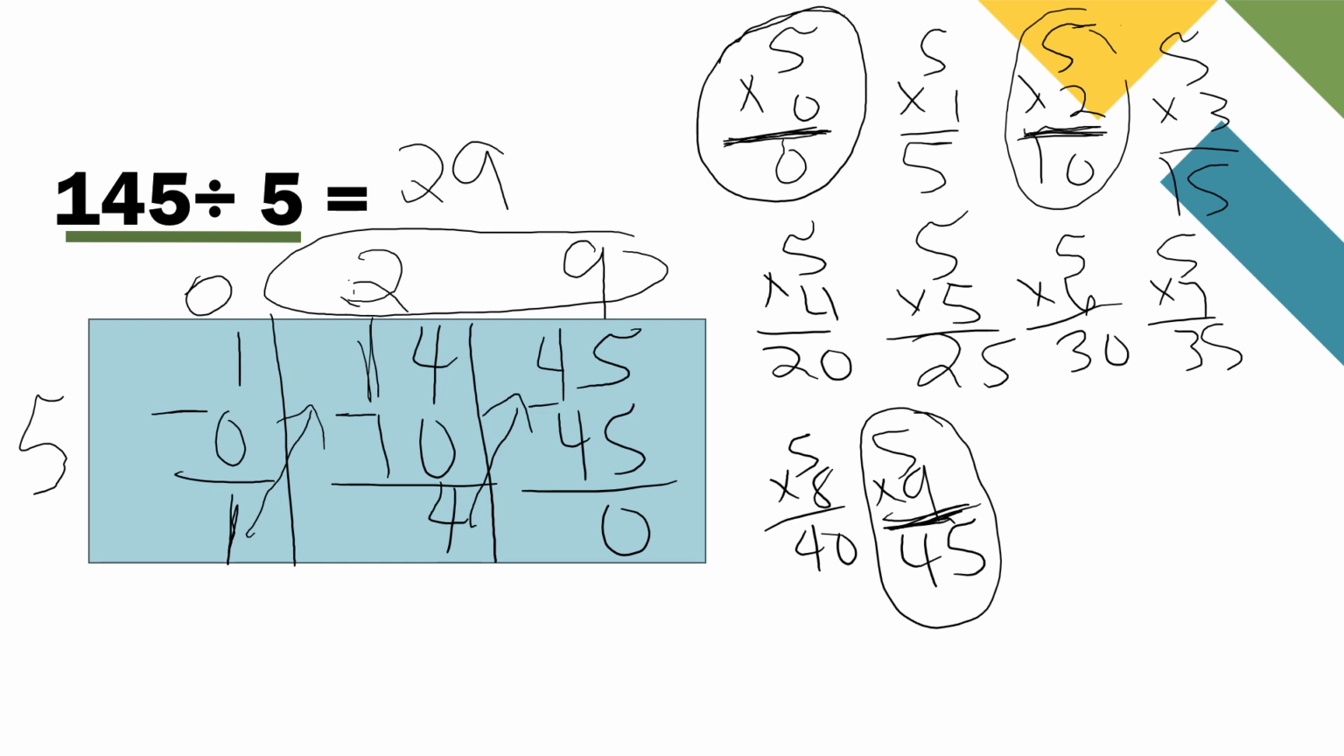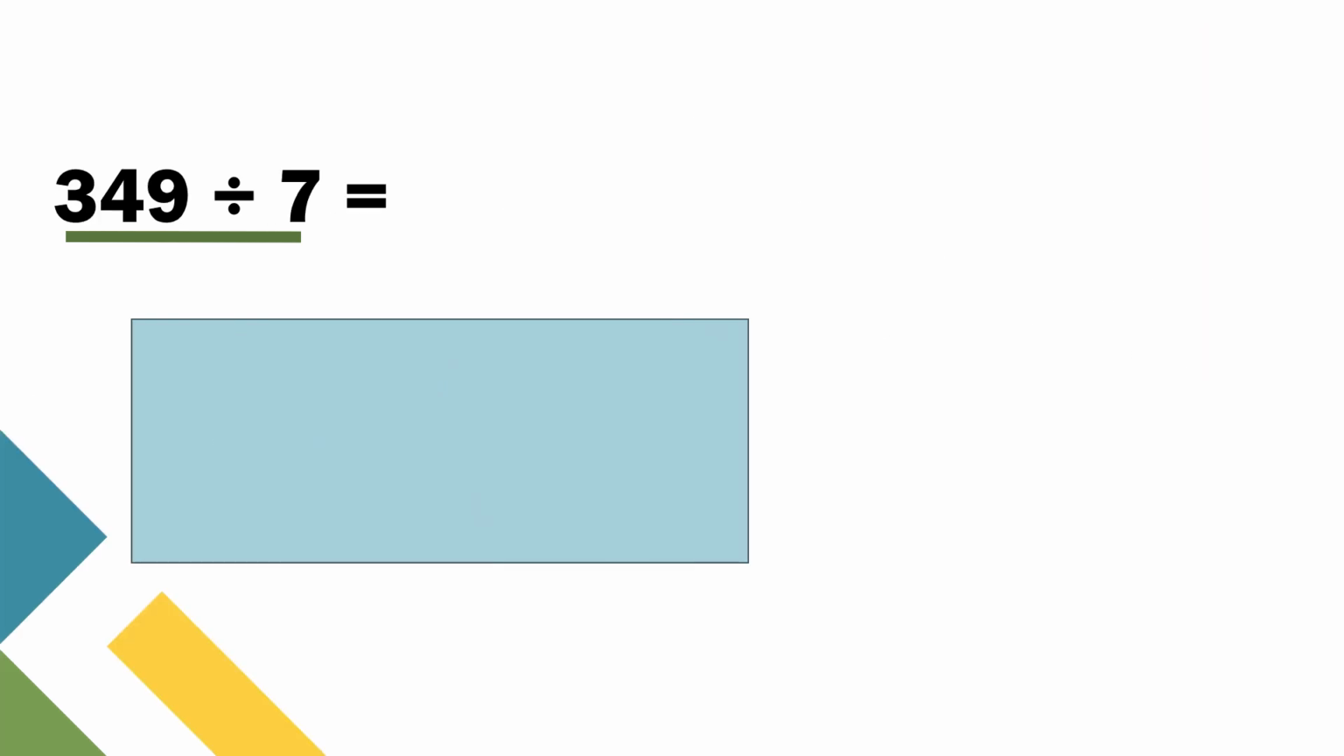All right, try another one. 349 divided by 7. So our box or rectangle needs 3 boxes. Put a digit in each one. Remember to press pause and try it yourself. Press play, check your work.